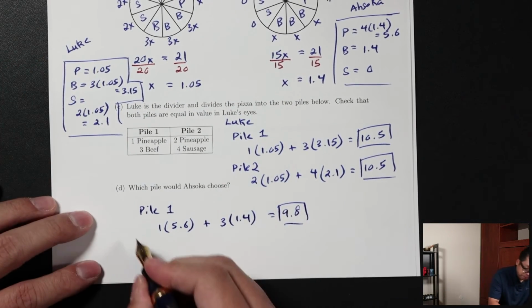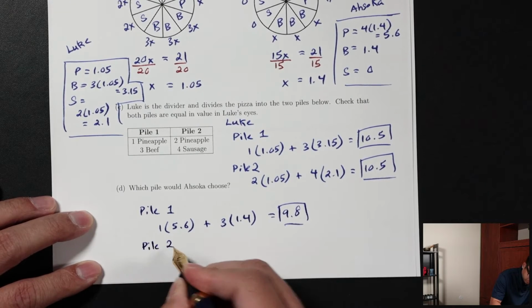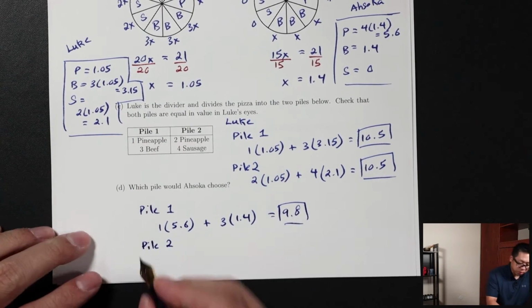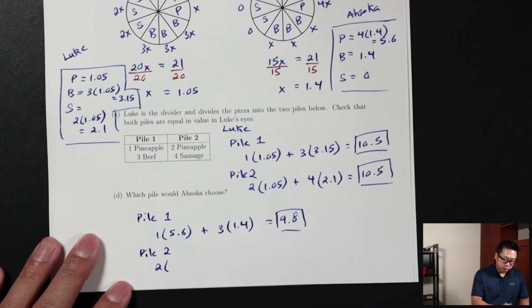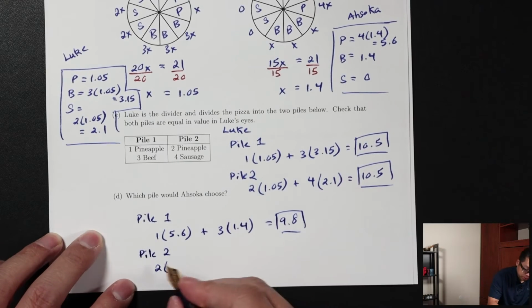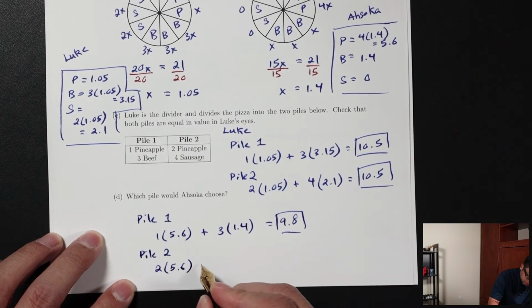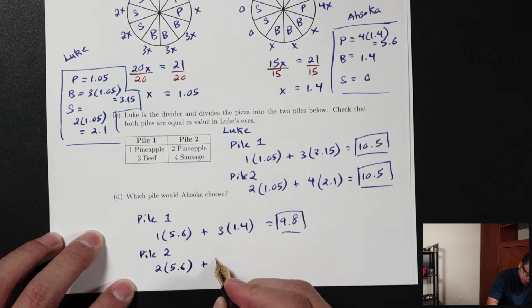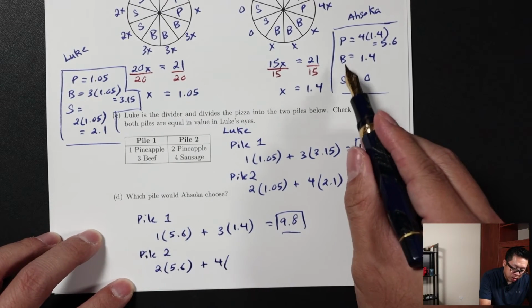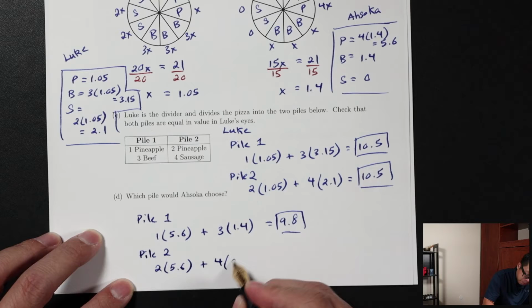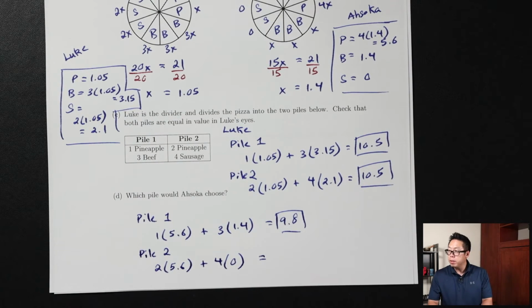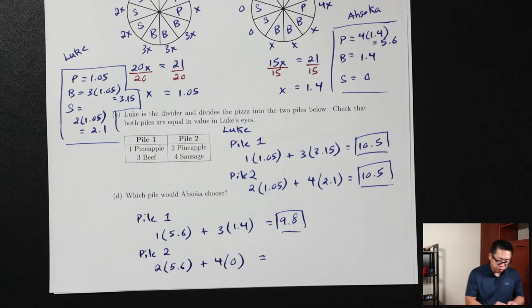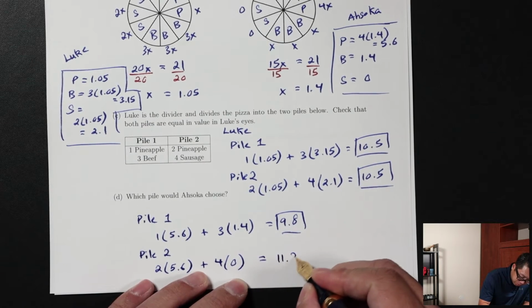And now let's check pile 2. Pile 2 is 2 pineapple. So 2 times the value of pineapple for Ahsoka is 5.6, plus 4 sausage. So 4 times the value of sausage, and sausage for her was 0. Okay, 2 times 5.6 plus 4 times 0 is 11.2.